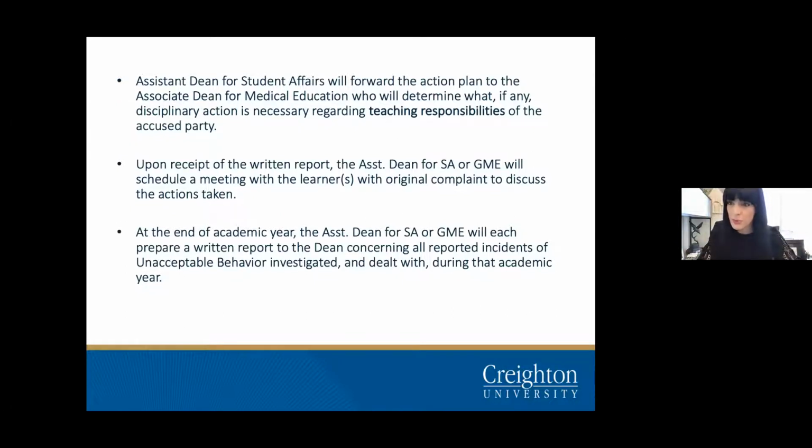Prepare a written report for the deans and anyone else that we need to report to about unacceptable behavior that happened throughout the year. Okay, so long-winded, but we have a process. I just want you to know we have a process and we have policies. Oftentimes we're navigating this with students and we don't necessarily have to go through this process, but we have process and we have policies.